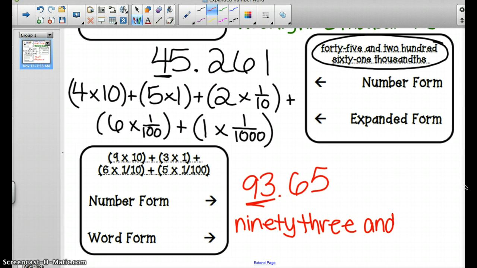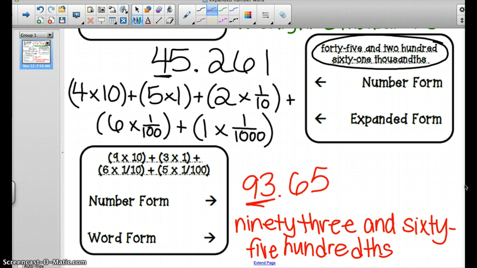and 65 hundredths. Again, when you're doing it in word form or you're speaking the number, you look at where the last number falls. It falls in the 5. Okay, the 5 falls in the hundredths place. And that is why we label it as hundredths.